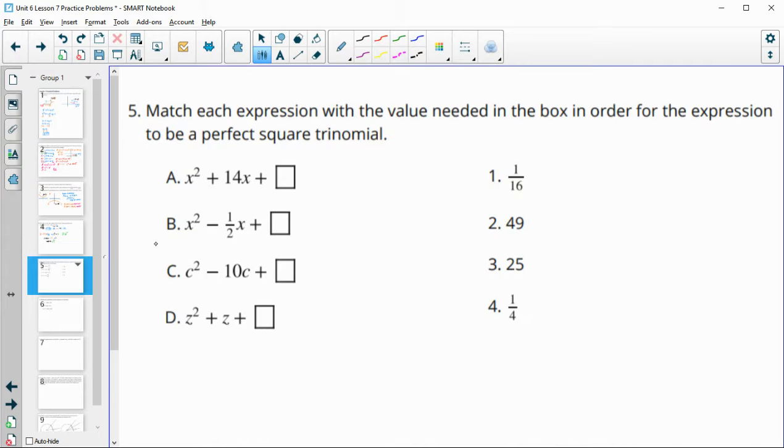All right, match the expression with what would make it a perfect square trinomial. So we'll divide the middle term by 2 and then square it. So 14 divided by 2 is 7. 7 times 7 is 49. So A matches with number 2. I'm going to skip that one for a second, see if there's anything easier. Okay, I see an easier one here of -10. So -10 divided by 2 is -5. Squared is 25. So C goes with number 3.